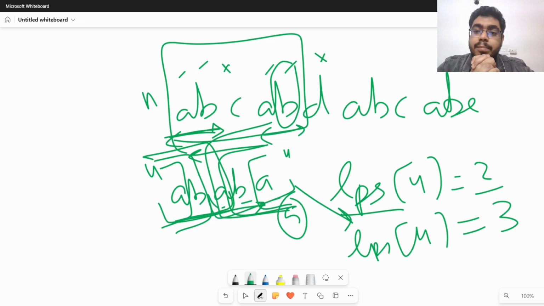So that is the main array created in KMP. In Z, you are at the ith position, look at the characters after i and match them from the start. KMP says you are at the ith position, and the answer for this would be the longest suffix ending here which also matches the prefix, and it should be proper. It should not be the entire string, even if it's a palindrome. Cool, so that is the LPS array.